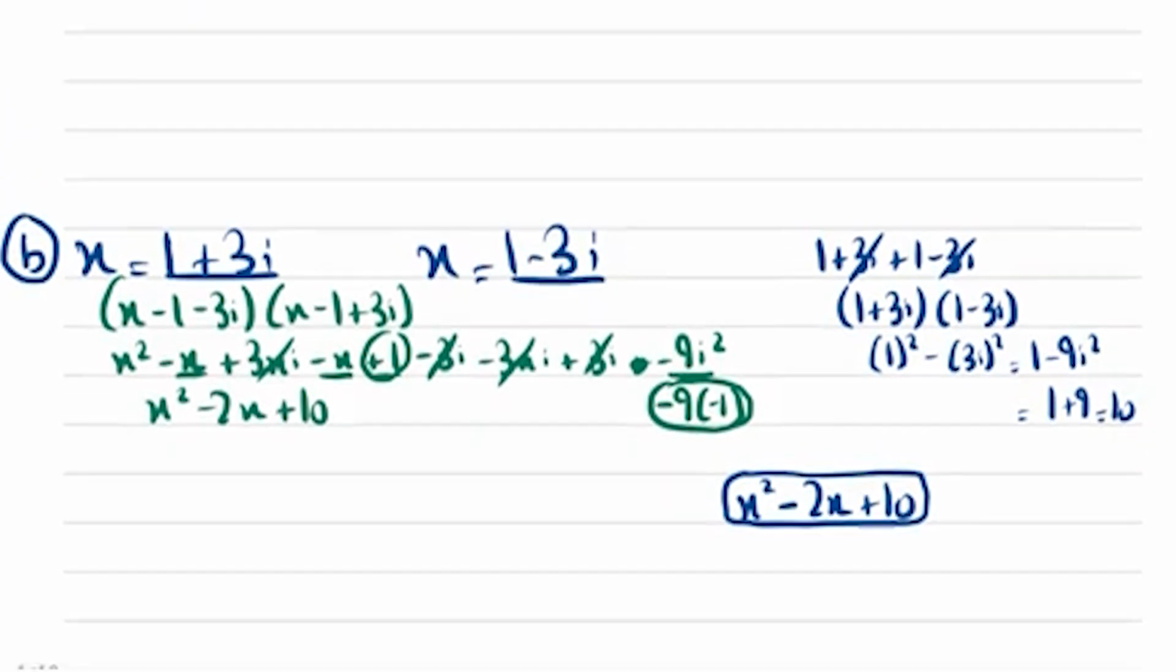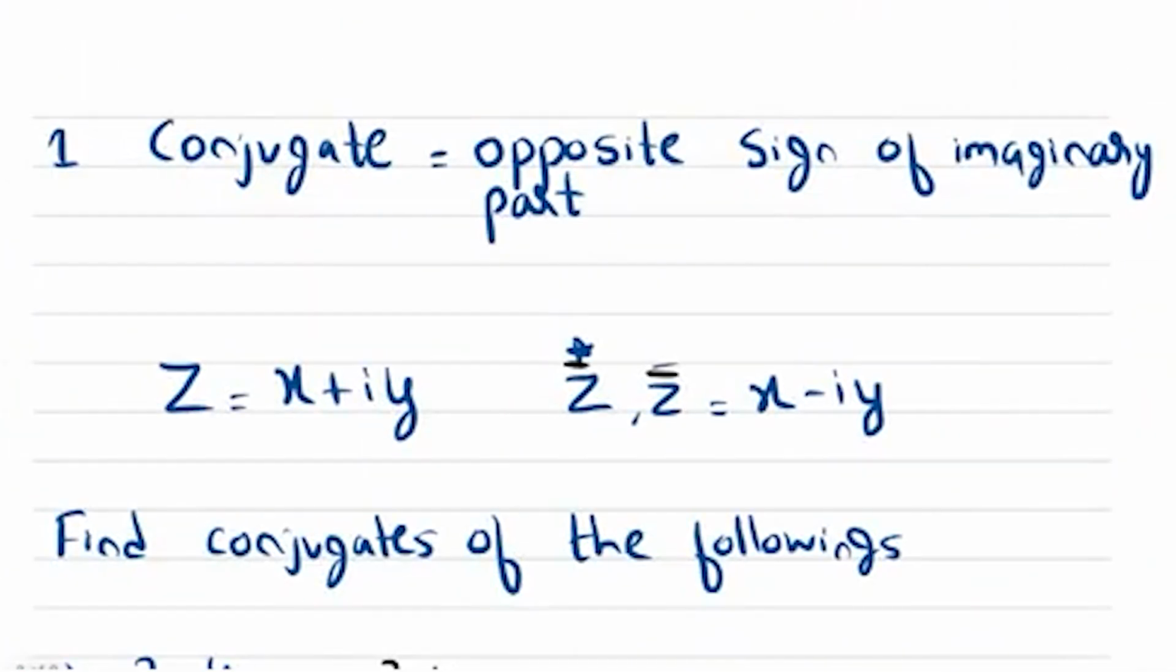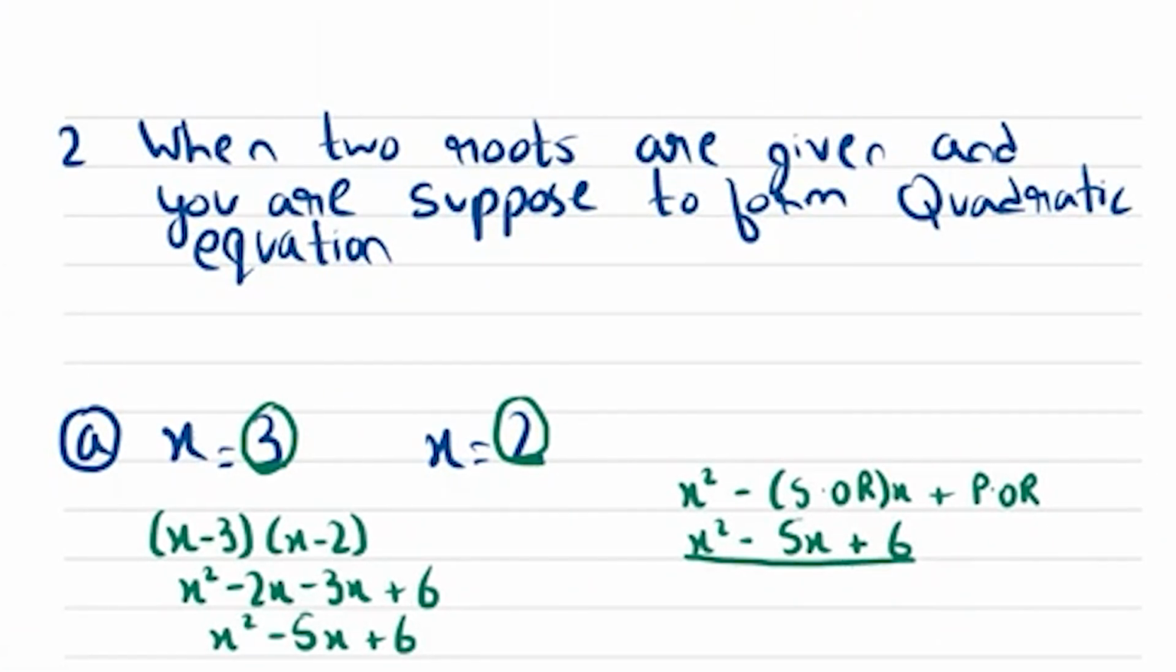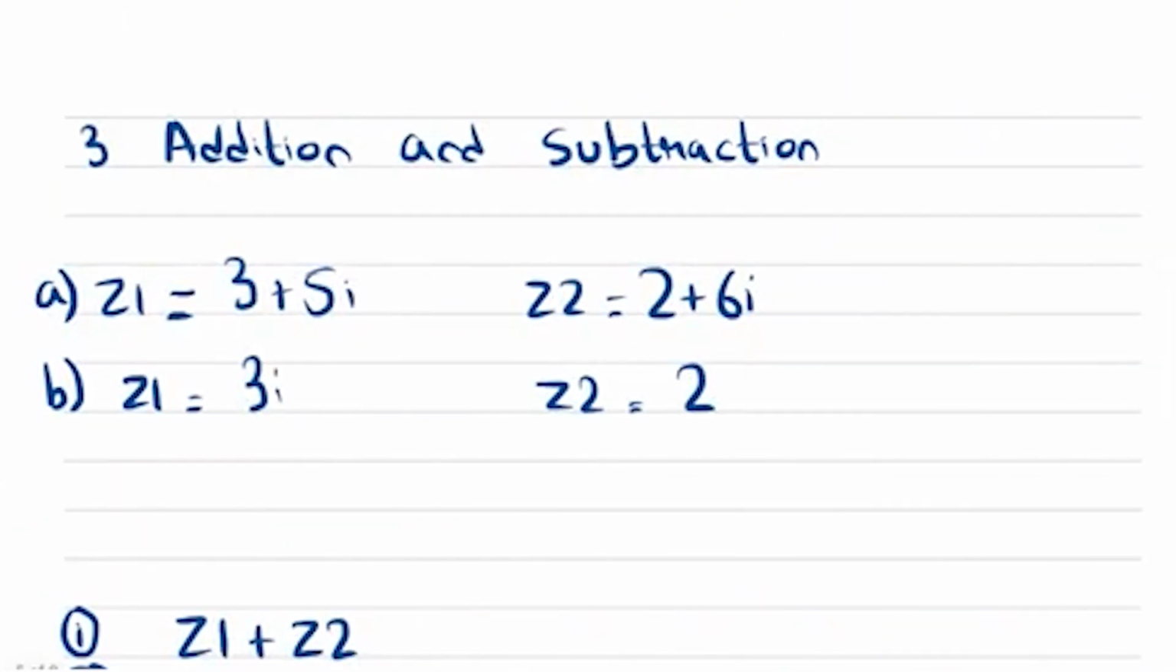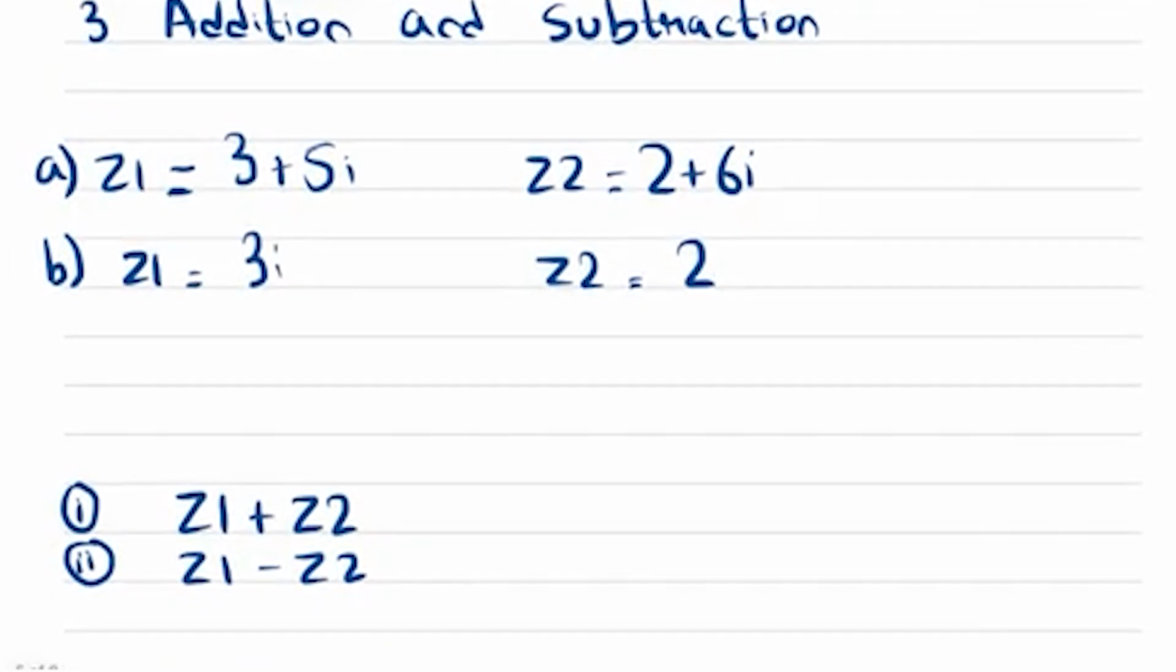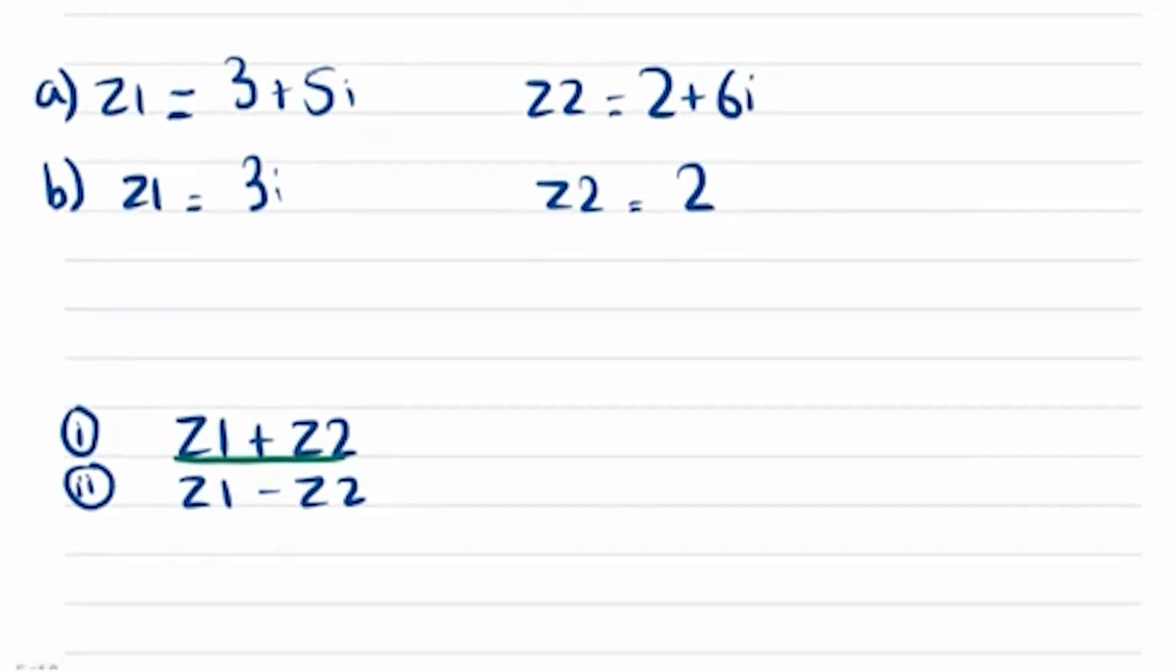So I'm clear with the first and second part of section 1. Now let's move to the third part. Third part is addition and subtraction of complex numbers. It's really simple. In part 1, I need to add z1 plus z2. Let's do that.